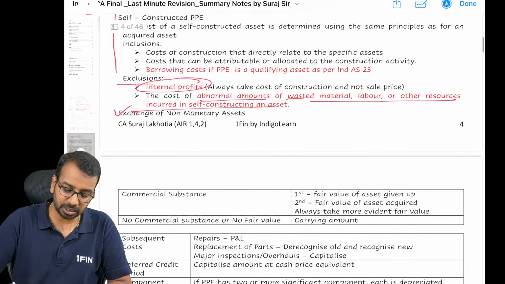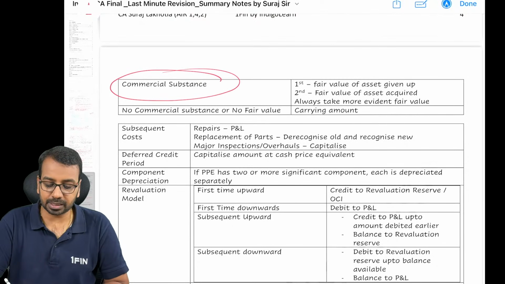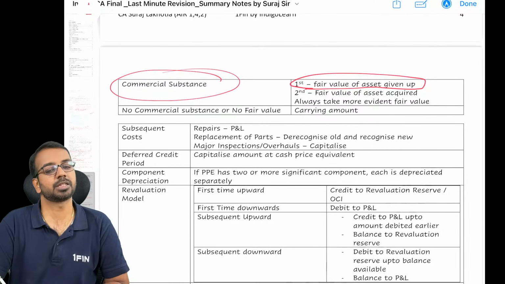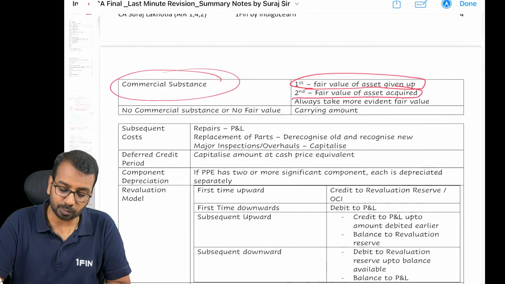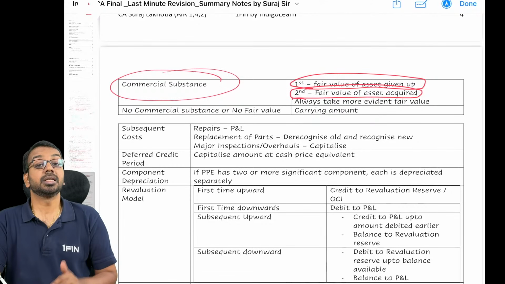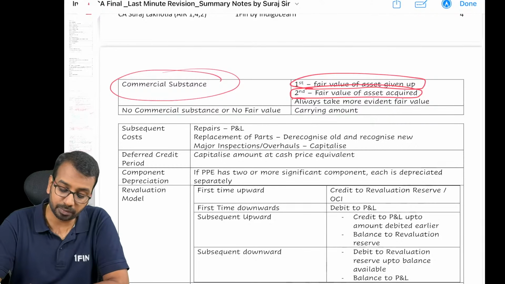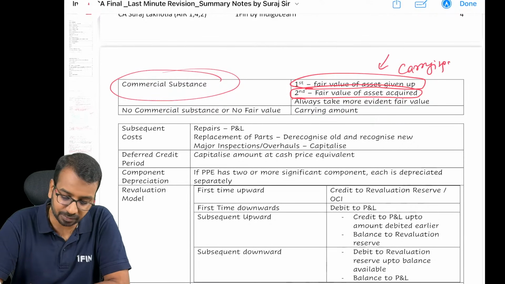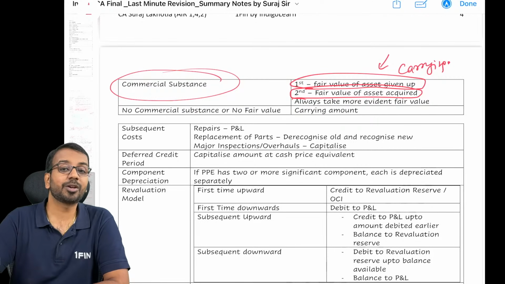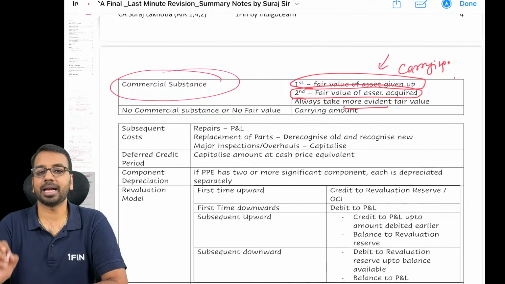Then exchange of non-monetary asset. If there is commercial substance, we will always take the fair value of asset given up as the first priority, or if that is not there, fair value of asset acquired as the second priority. Sir, if there is no commercial substance, in that case, what we will do? We will take the carrying amount of asset given up, or if the fair value cannot be determined, in that case also we will take the carrying amount of asset given up.